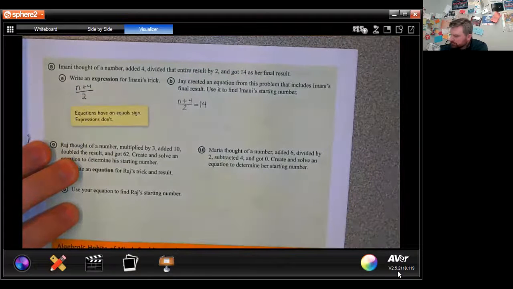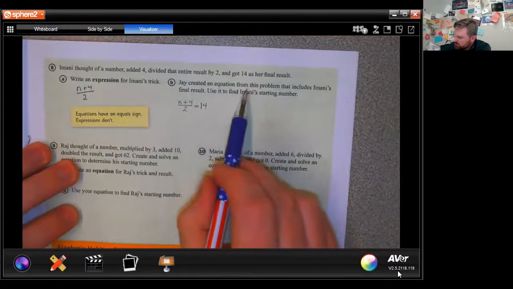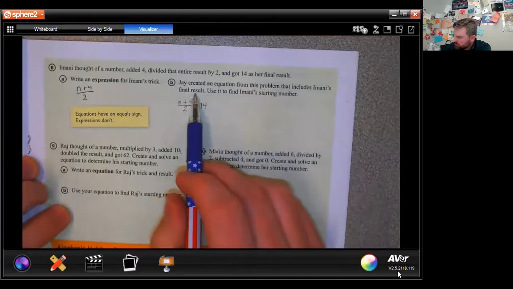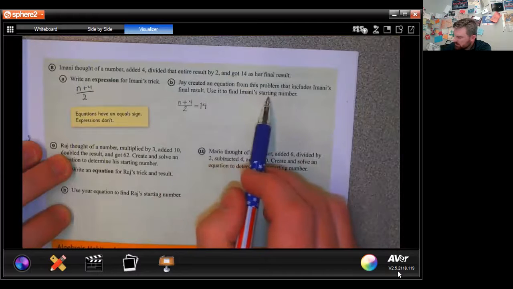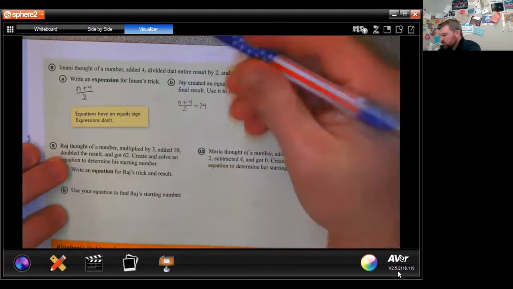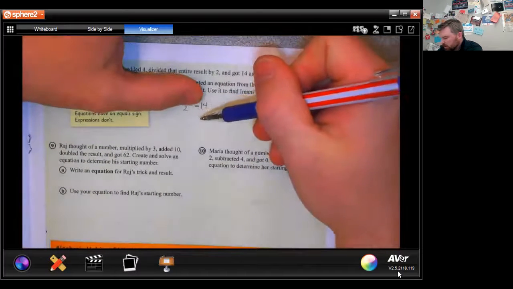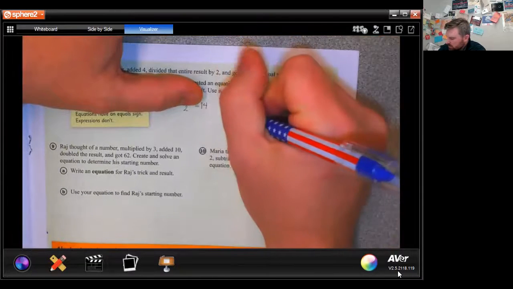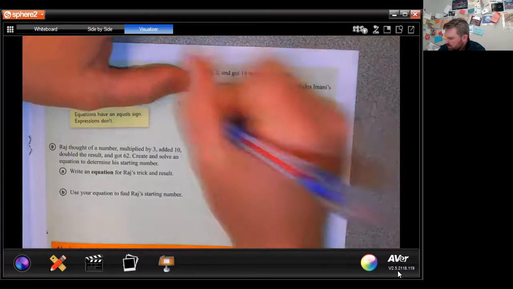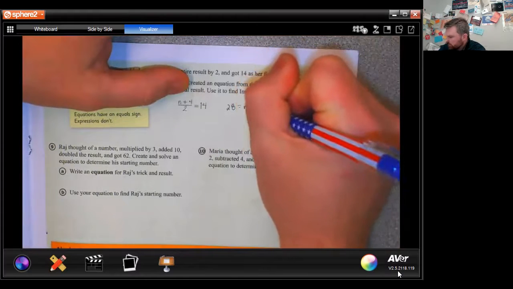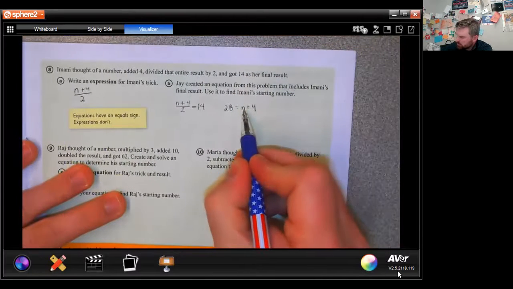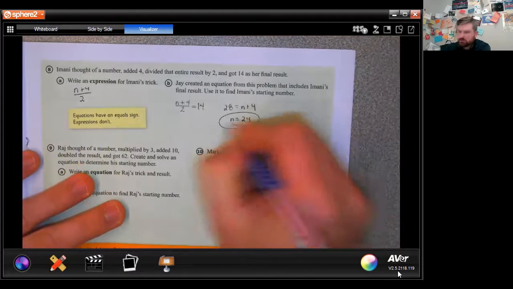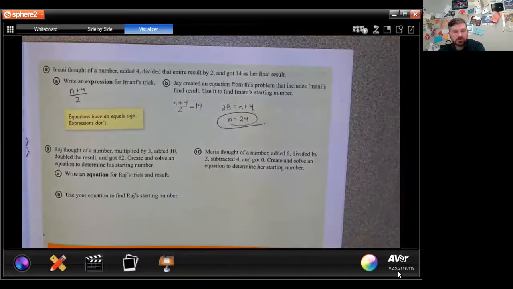And that's it. Jay created an equation from this problem that includes Armani's final result. Use it to find her starting number. Okay, so this is the last step, so we're going to cover this part up. What number divided by 2 is 14? And that would be 28. So 28 equals n plus 4. Then what number plus 4 gives you the 28? That would be 24. So her original number was 24.